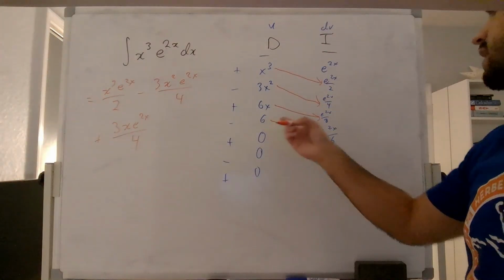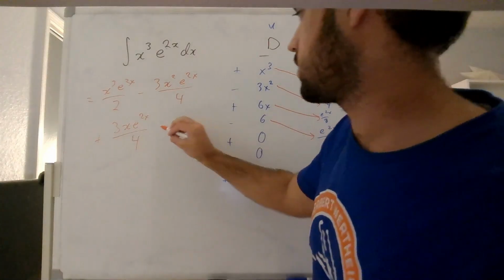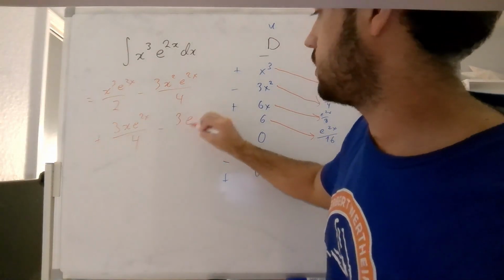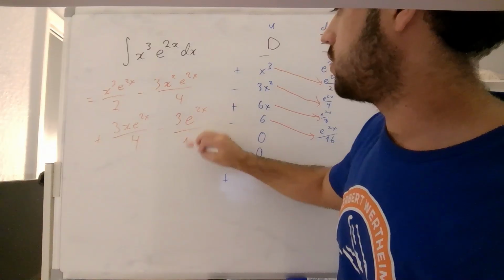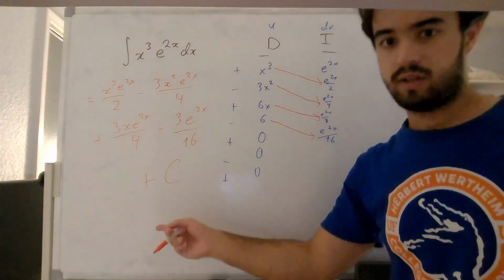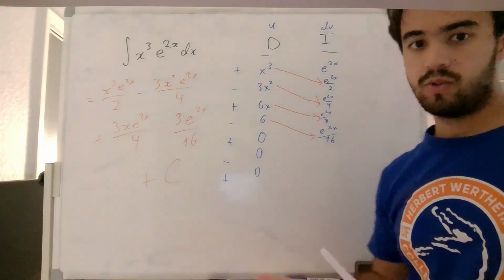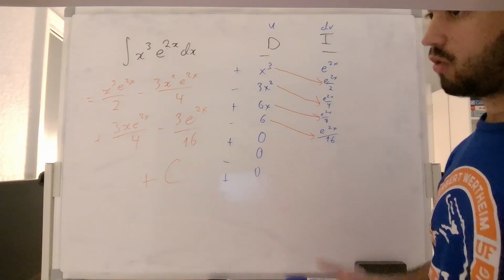And then minus 6 e to the 2x over 16. So that's minus 3/8. Minus 6 e to the 2x over 16. And then obviously your plus c. And then this is the integral. This is our answer. Which that made it a lot easier than using integration by parts over and over again.